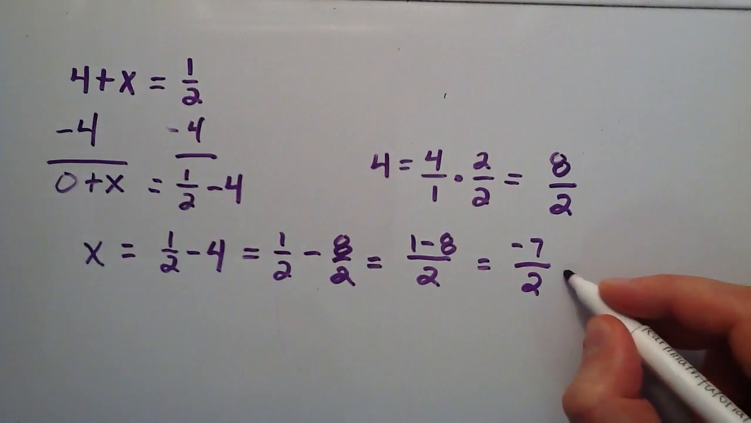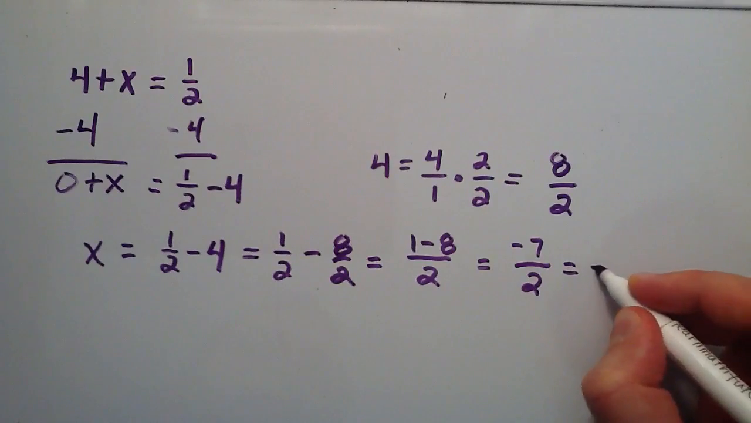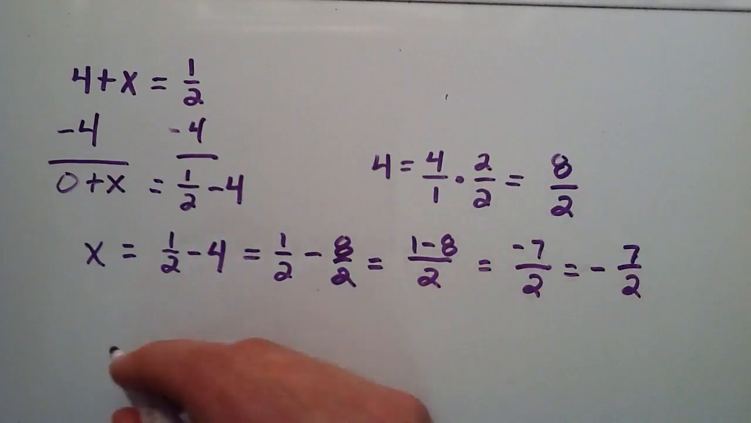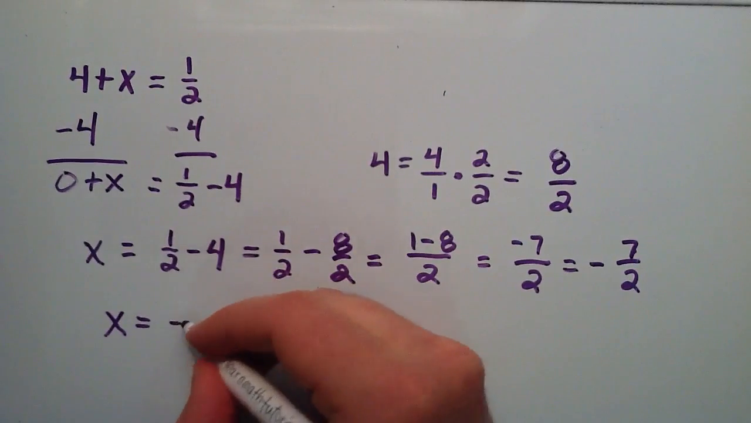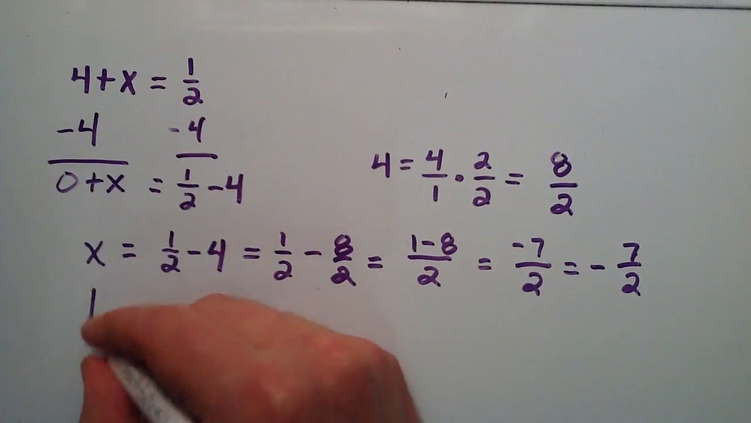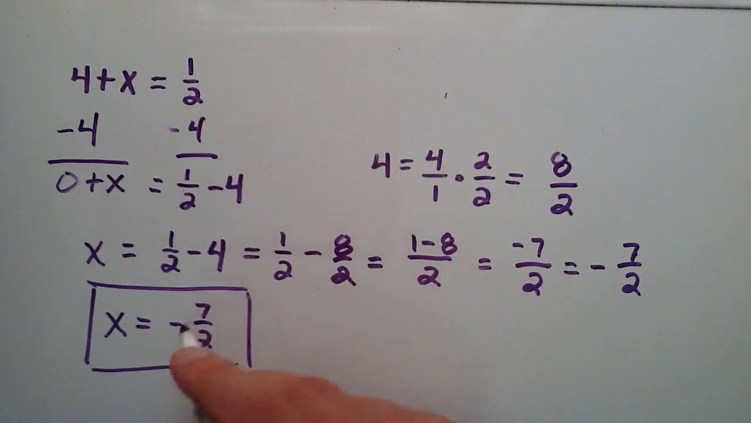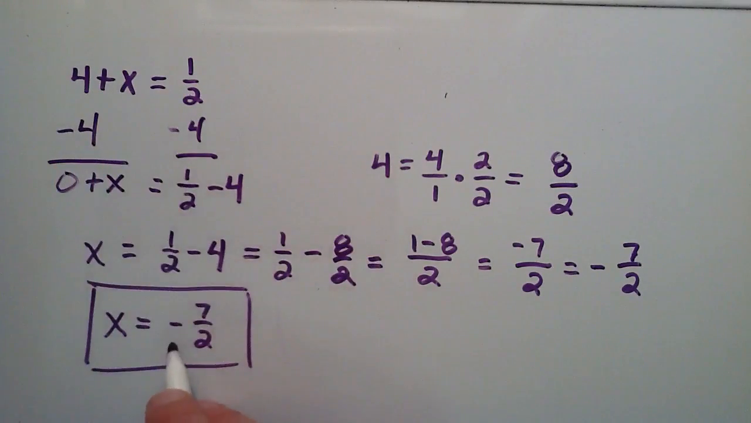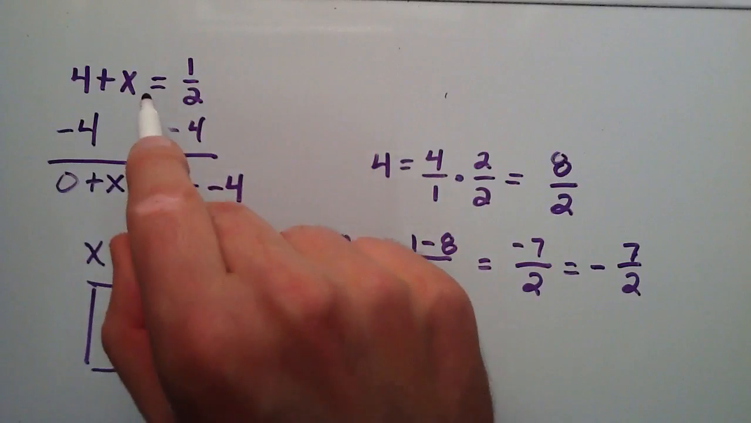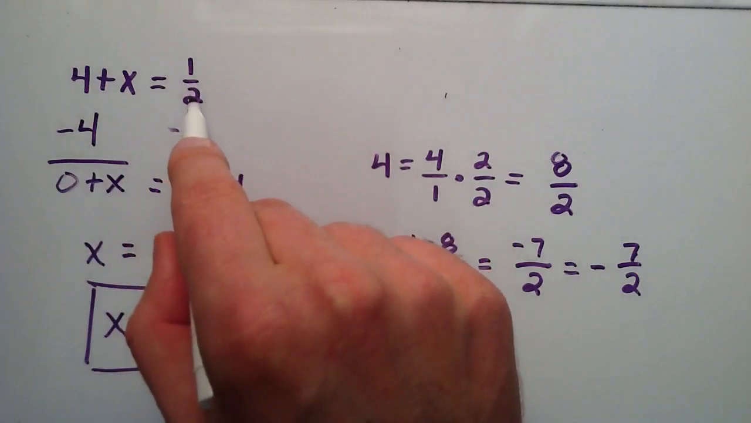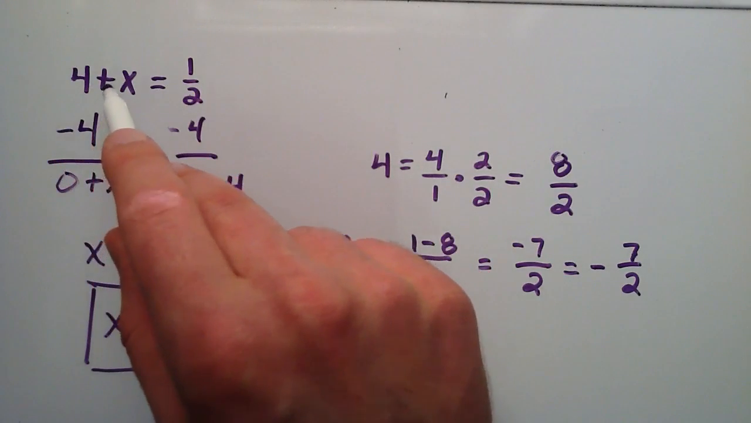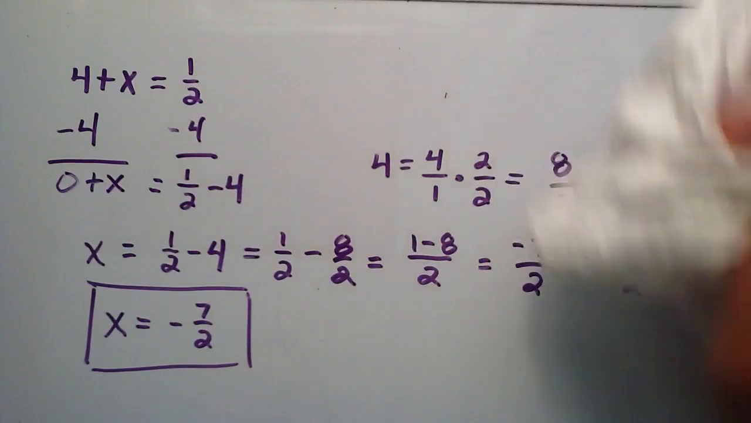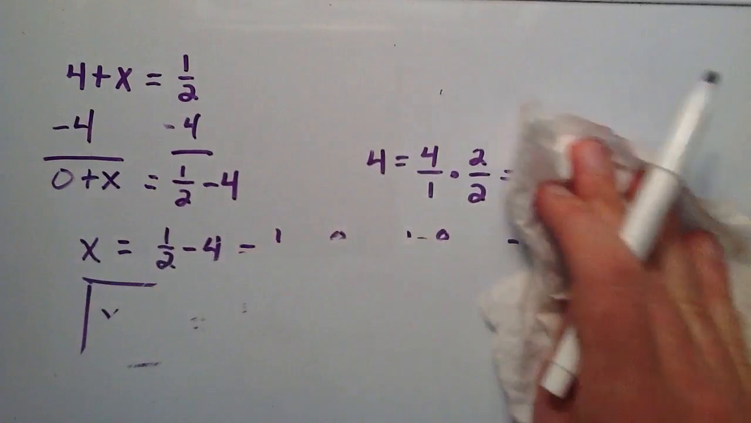And we can rewrite that by pulling the negative sign out front. And so this is negative 7 over 2. So that would be our answer. X is equal to negative 7 over 2. And so basically what this means is if we take 4 and then we add a negative 7 over 2, then we will have the result equal to 1/2. 4 plus negative 7 over 2 is equal to 1/2. So let's go ahead and do a second example now.